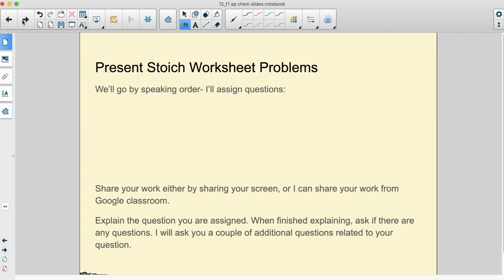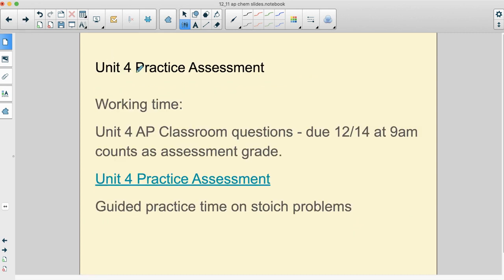So then once we finished that short pair deck, we went and presented the stoichiometry worksheet problems, and I've posted the answer key to those problems on Google Classroom, and we had people present those. And then once we were done with that, I had people go into breakout rooms and do this practice assessment.